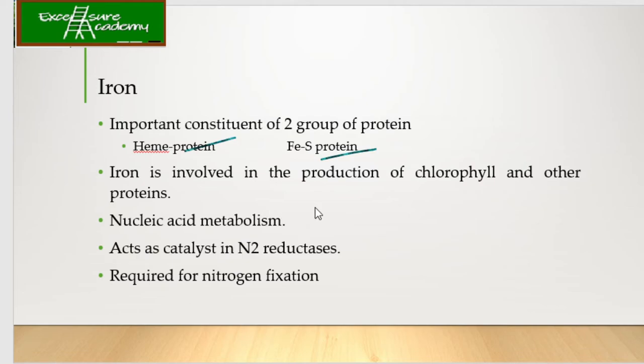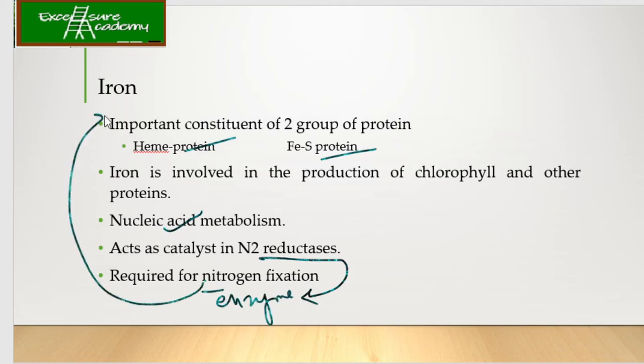Iron is involved in the production of chlorophyll and other proteins. Yes, nucleic acid metabolism, it is involved. It also acts as a catalyst in the nitrogen reductases, which is required for nitrogen fixation. So you can see that even though we are talking about the enzyme which is required for nitrogen, this is actually dependent on the presence of iron. Okay, so over here it is acting as a cofactor.